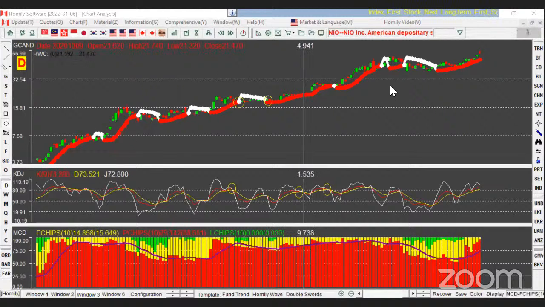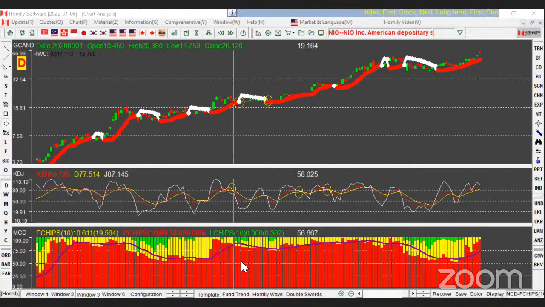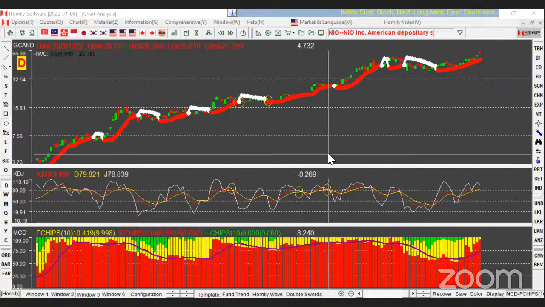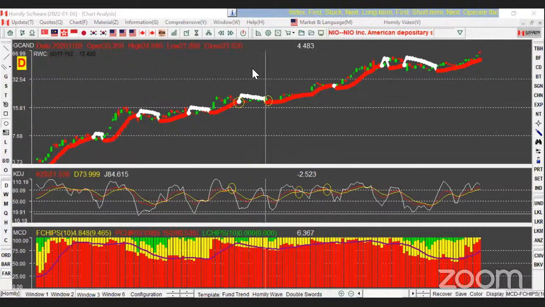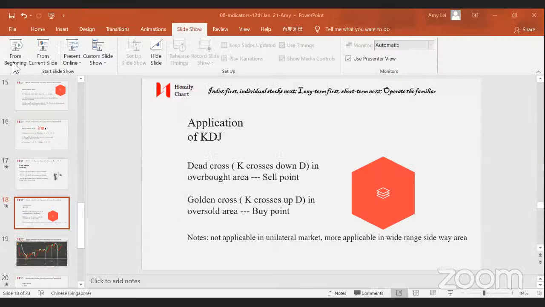How do you know it's a unilateral rise? Multi-color dragon already told you it's a unilateral rise. Okay? So yes, this is about when is the best situation to apply KDJ, right? For golden cross and dead cross to buy and sell for short-term trading. And then let's check the other application for KDJ.